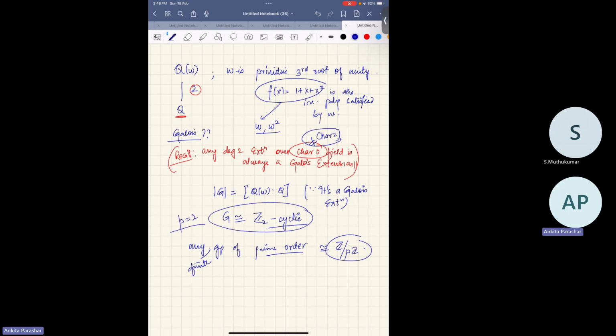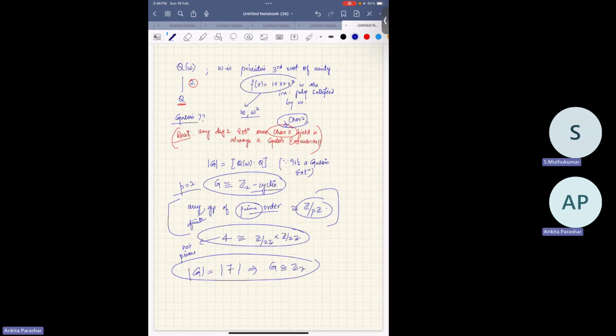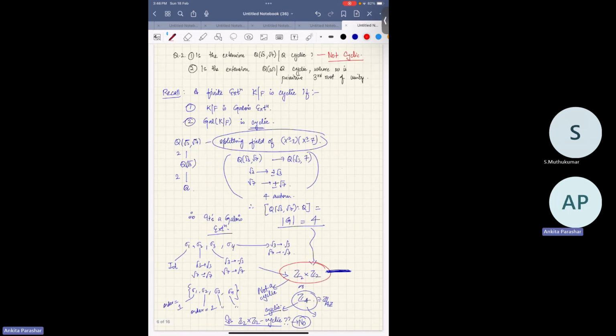This is not true if it is not prime. If you see order 4, you will see Z2 times Z2 can also be possible, which is not cyclic. So this is not prime. But if you have any prime order, let's say 7, that has to be isomorphic to Z7, right? So these things are useful to say that the group here is cyclic. Therefore, in this answer, this extension is a cyclic extension. Is it okay, right? Yes. Okay.